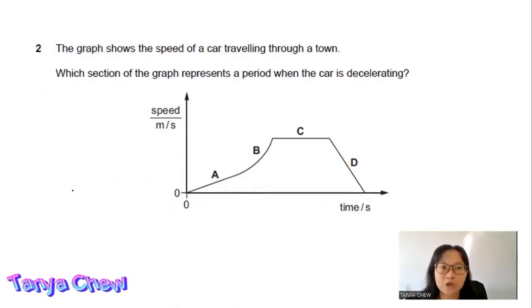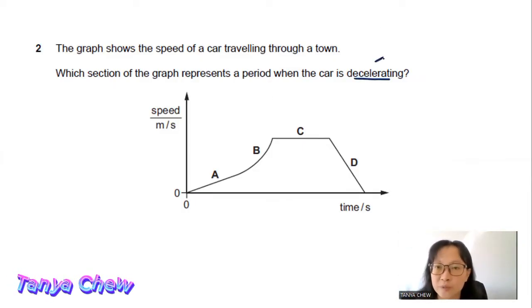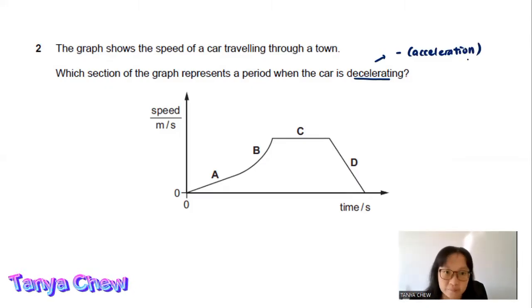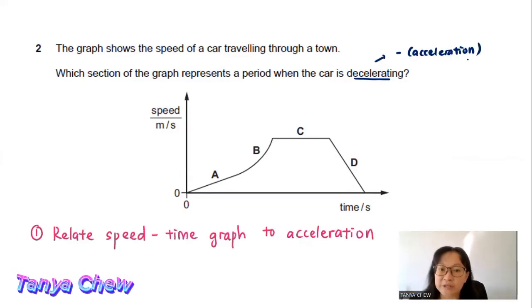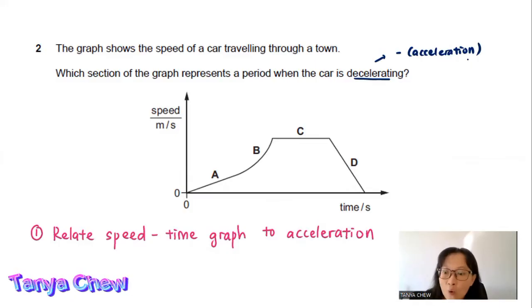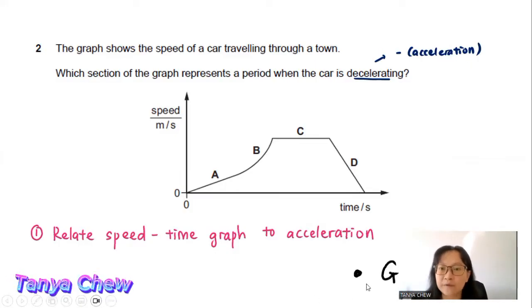Second question, the graph shows the speed of the car traveling through a town. Which section of the graph represents a period when the car is decelerating? Now you look at the word decelerating, it also means negative acceleration. That means the speed is decreasing. So I want you to remember, just look at the graph. This is a speed time graph. So relate the speed time graph to acceleration. How? The gradient of the speed time graph gives you acceleration.